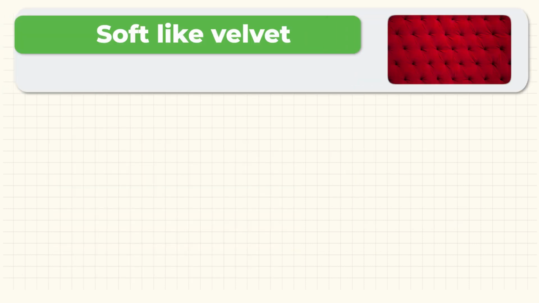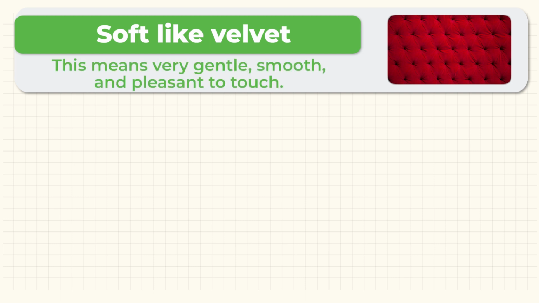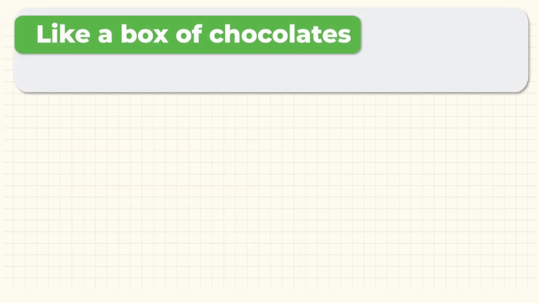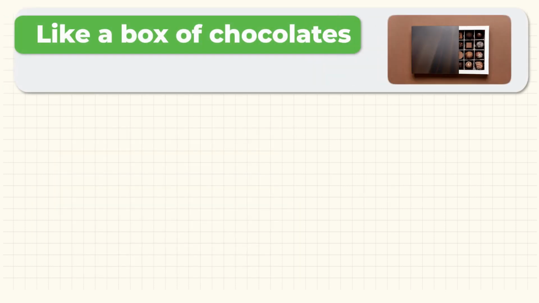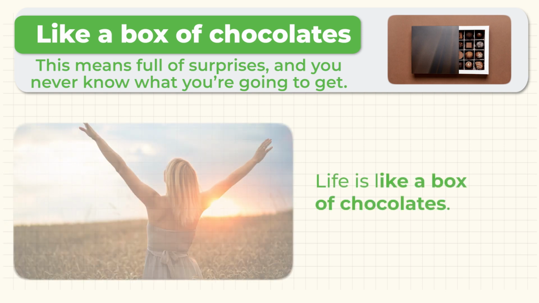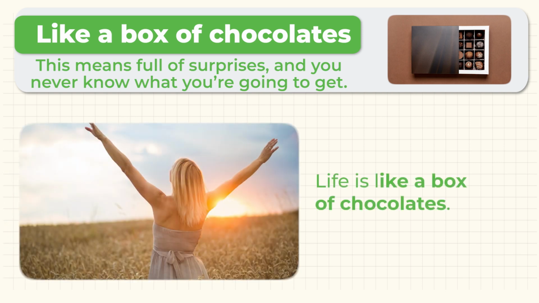Soft like velvet. This means very gentle, smooth, and pleasant to touch. The puppy's fur is soft like velvet. Like a box of chocolates. This means full of surprises, and you never know what you're going to get. Life is like a box of chocolates.